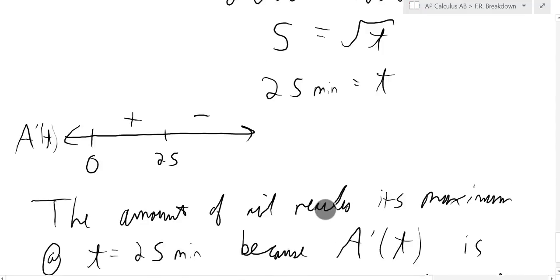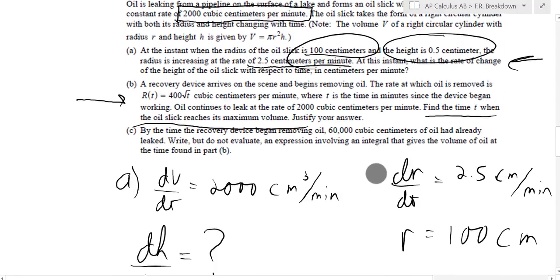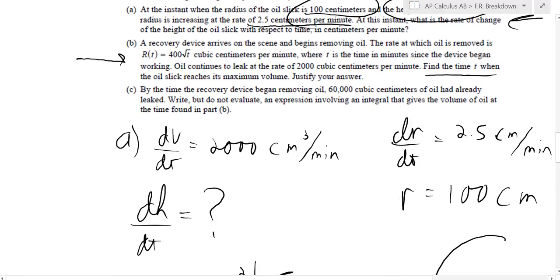And then in part C, I think they actually give us a point of time here. By the time the recovery device comes in, 60,000 cubic centimeters are already there. Write but do not evaluate an expression involving an integral that gives the volume of the oil found in part B.